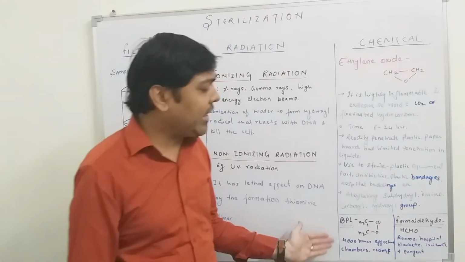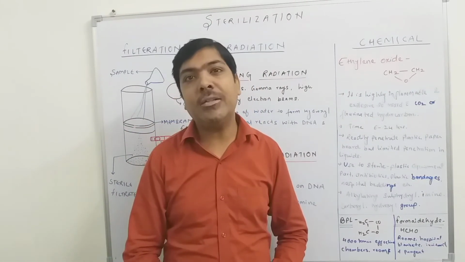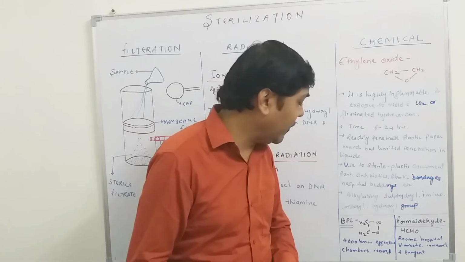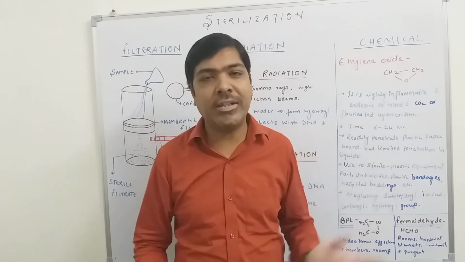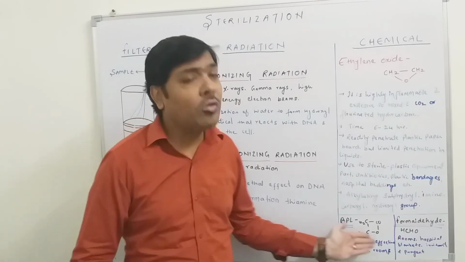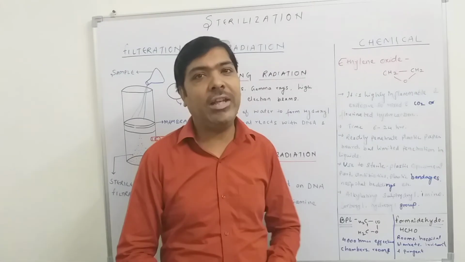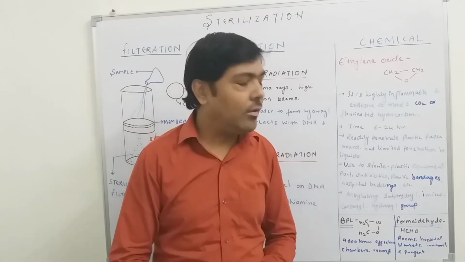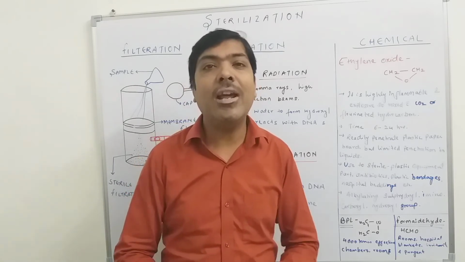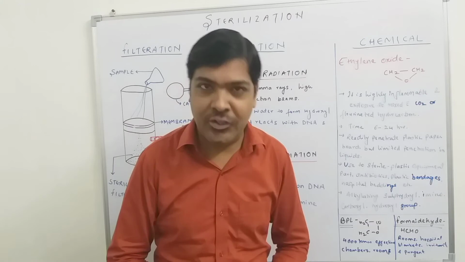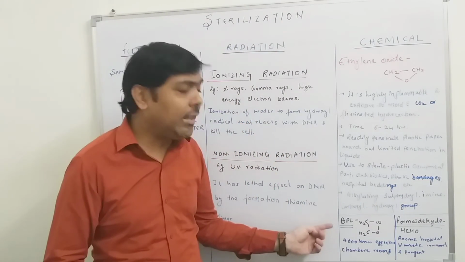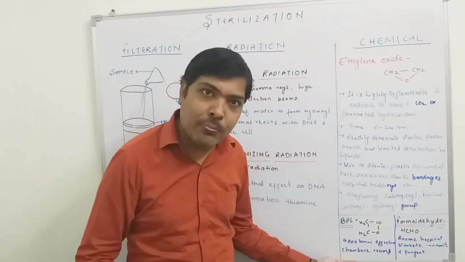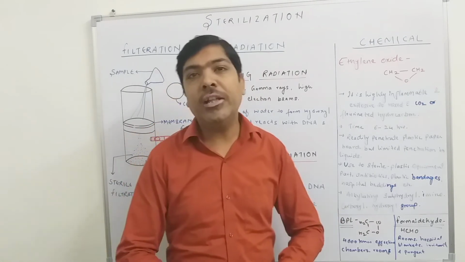Now, another gas which can also be used is BPL, that is beta propionolactone. If we compare the killing power of BPL with ethylene oxide, then we can say that BPL is 4,000 times more effective than ethylene oxide. But the negative point of BPL is that it is highly irritating in nature and also highly carcinogenic. So the pharmaceutical use of BPL is limited, but especially if we have to sterilize any chamber or any room, then definitely we can go for the use of BPL.